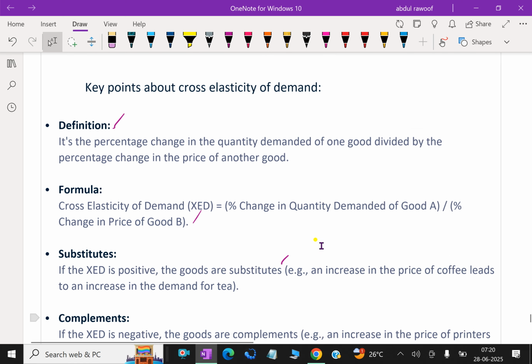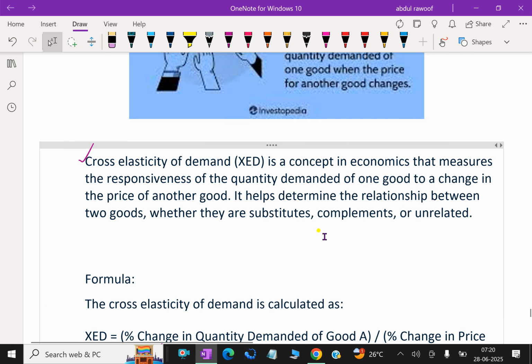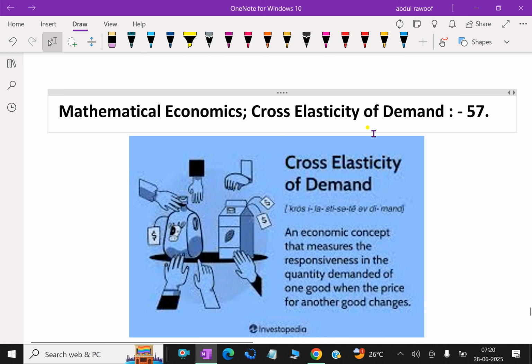So far we have discussed XED, that is, cross elasticity of demand.